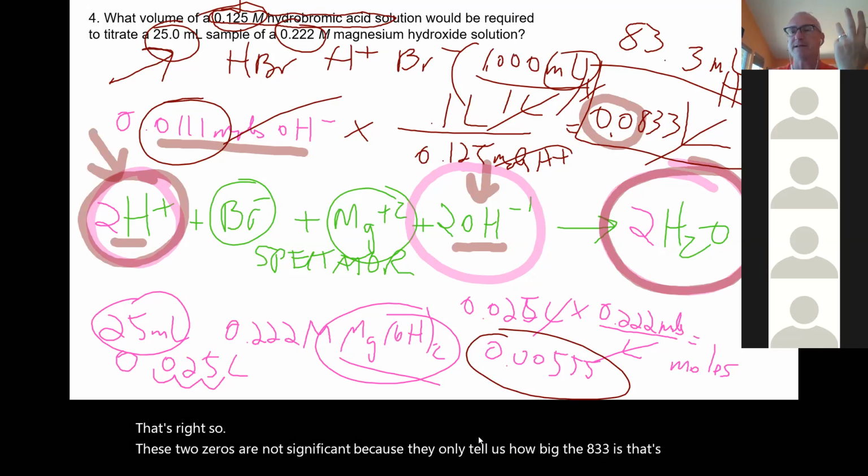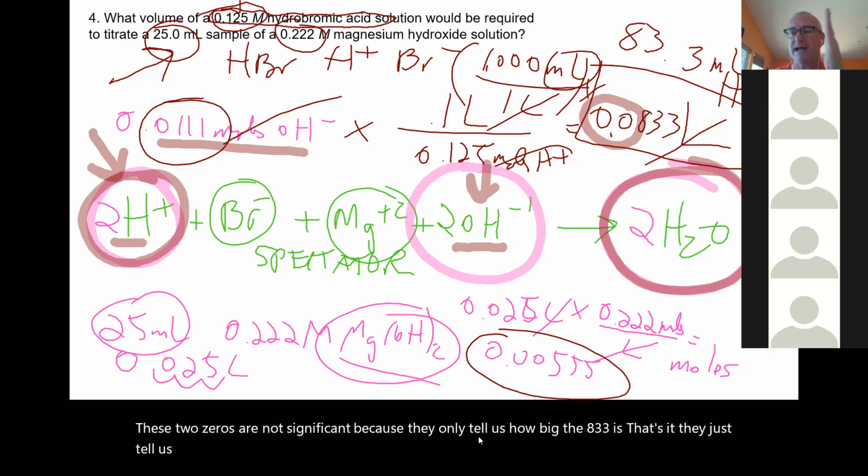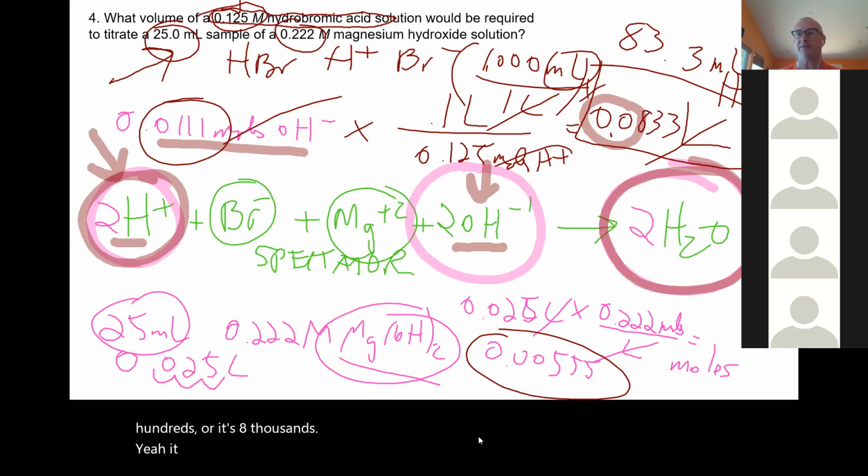They just move the factor of 10 around. So it's either 0.833 or 8.33 or 800ths or 8,000ths. Those zeros just tell us what factor of 10.